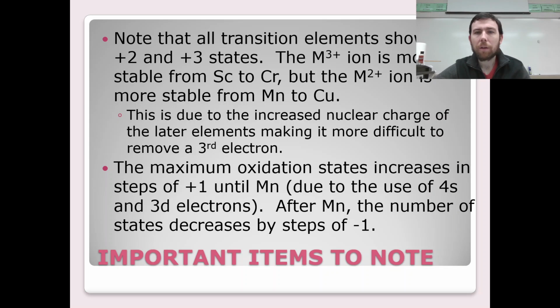Now, the maximum oxidation states increase in steps of +1 until manganese. Again, this is due to the use of the 4s and 3d electrons. And then after manganese, the number of states decreases by steps of -1, right? So that's how we saw that it went up to a +7 oxidation state at manganese. But then as we went past manganese, it went down. It went +6, +5, +4, so on and so forth. So it's a good pattern to recognize when we're looking at the transition elements.